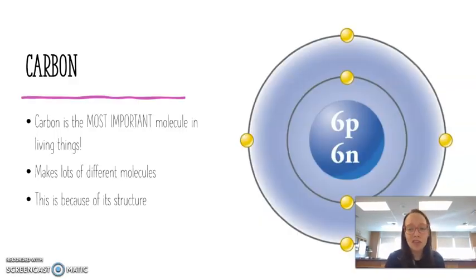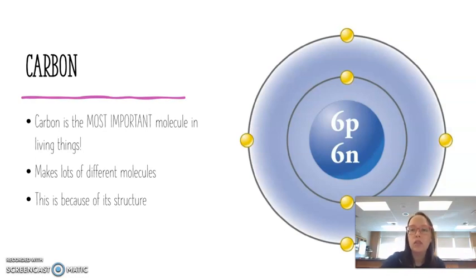So essentially, the most important thing to know about carbon is that it is cool. It is the most important molecule in all living things because it can do so much stuff. It can make lots of different molecules. And the reason being because it has a very unique structure. Now, if you look at this picture here on the side, we have our diagram. Remember, we drew some atoms. This is our drawing of carbon.